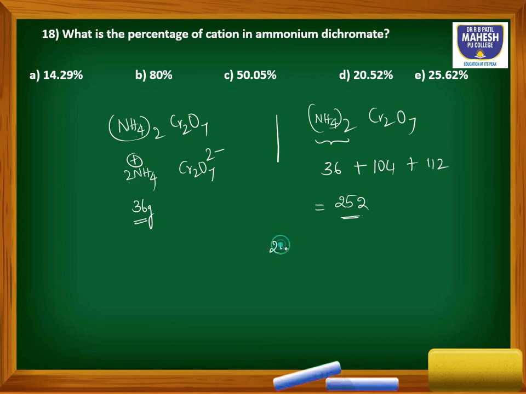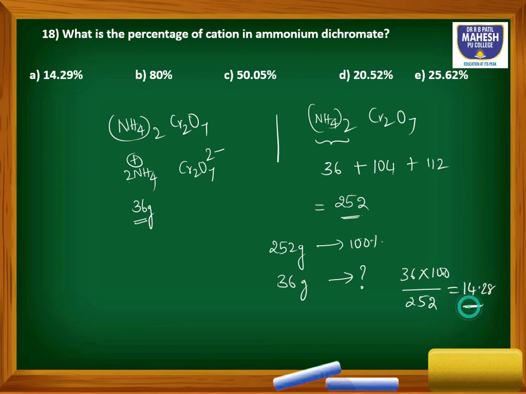Students, 252 gram means 100%. Then 36 gram of ammonium cation means how much percent? So what I should do here is 36 into 100 divided by 252. When I do that, I am going to get 14.28, something like that. So I have that answer as option A.